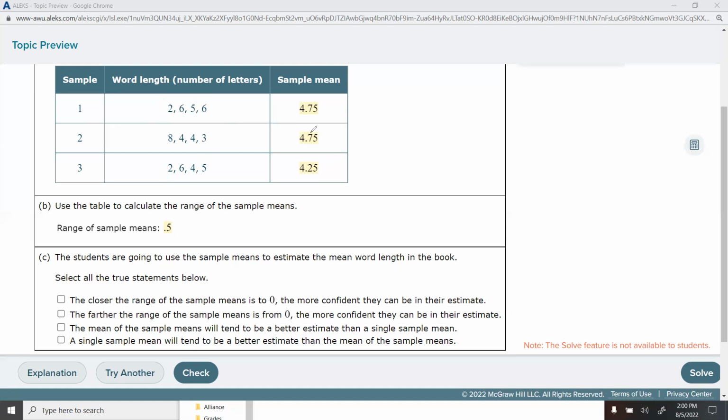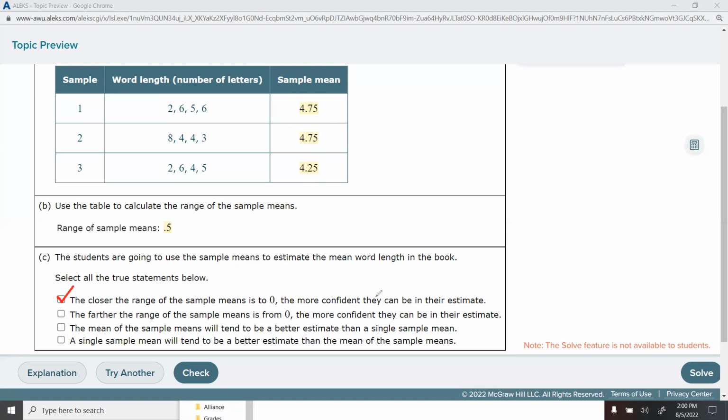So what if that had been a 4.75 right there? Well, then our range of the sample means would have been the highest minus the lowest, which would have been 0. In other words, all 3 samples would have been the exact same thing. Suggesting, I feel very comfortable with assuming that 4.75 letters in a word is about right. Okay, so we're going to do that first one.